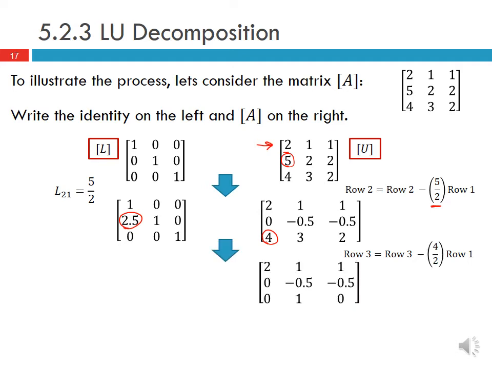Again, that gives us the matrix shown here. And our factor is equal to 4 over 2, so that means our L31 is equal to 4 over 2. So that goes here.